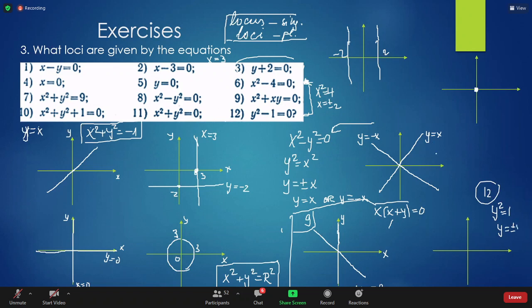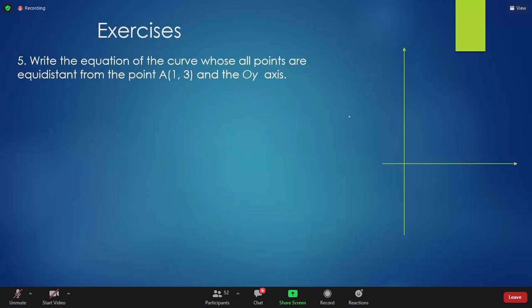All right, now we are moving on. More exercises. It's not everything. The curve whose all points are equidistant from a given point, well, I can actually give you that point: 1, 3. This will be 1, and this will be 1, 2, 3. So this is the point A.